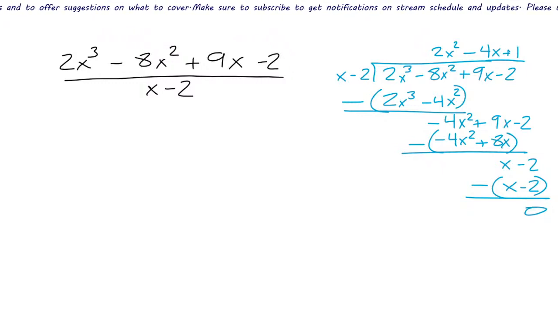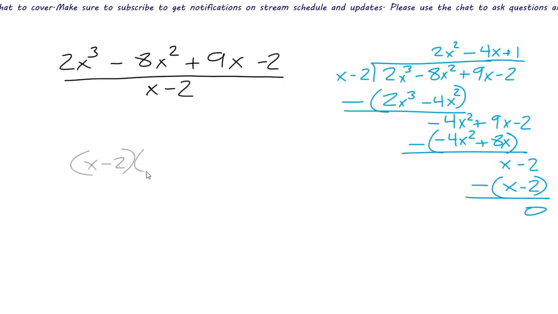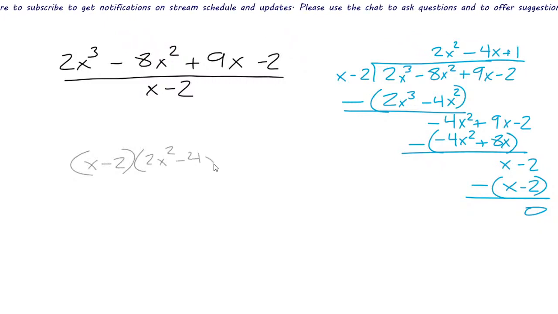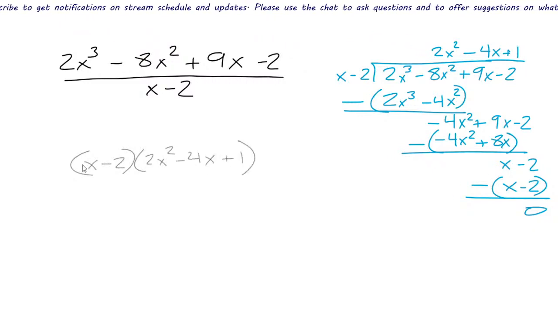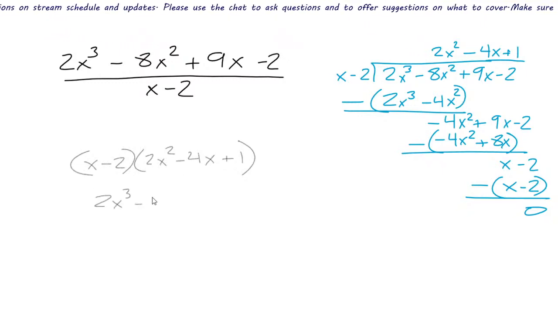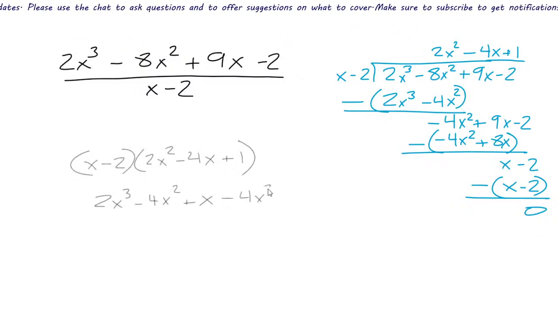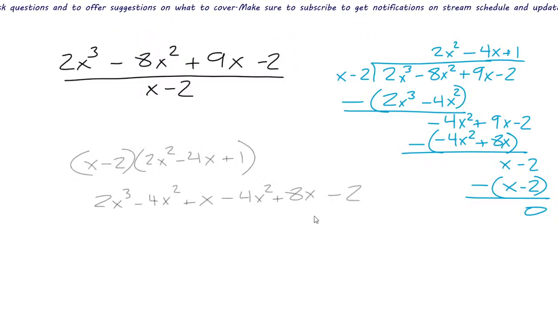So this would be a good check to do real quick. You're going to take your divisor, multiply it by your answer, and see if it matches up. x times 2x squared, 2x cubed, x times negative 4x, negative 4x squared, x times 1, positive x, negative 2 times 2x squared, negative 4x squared, negative 2 times negative 4x, positive 8x, and negative 2 times 1, negative 2.